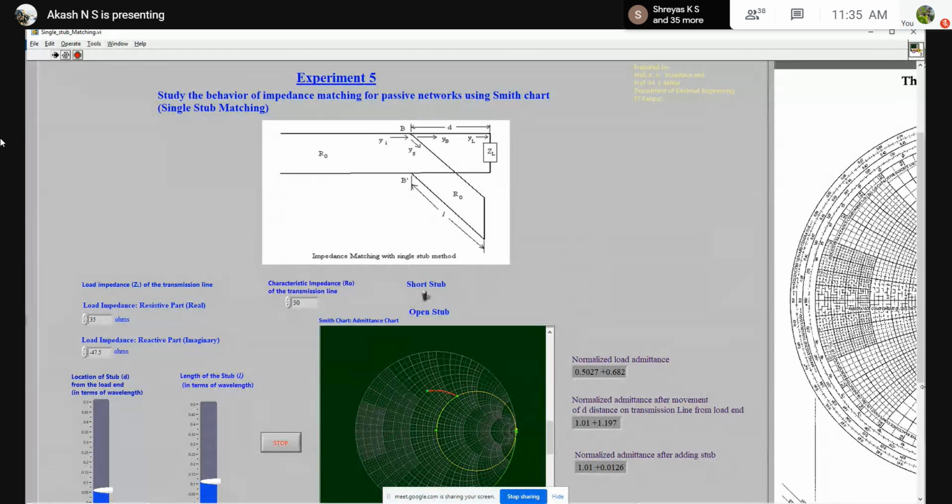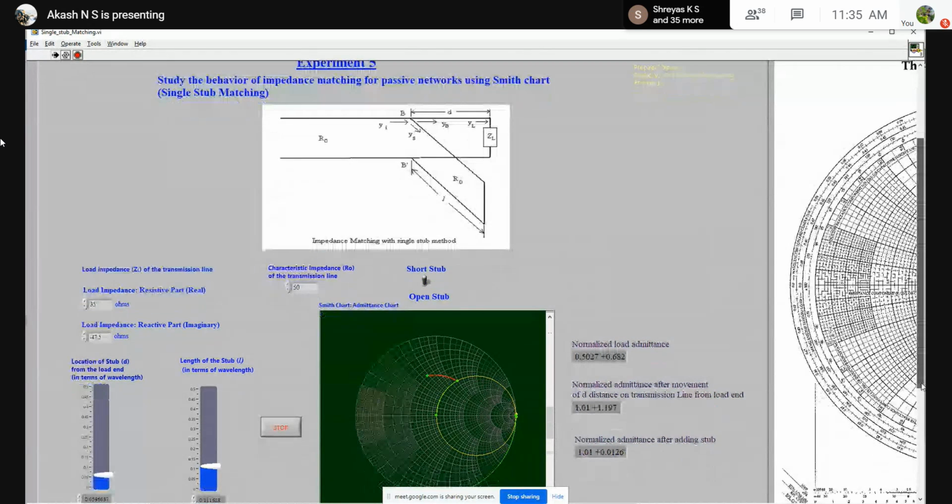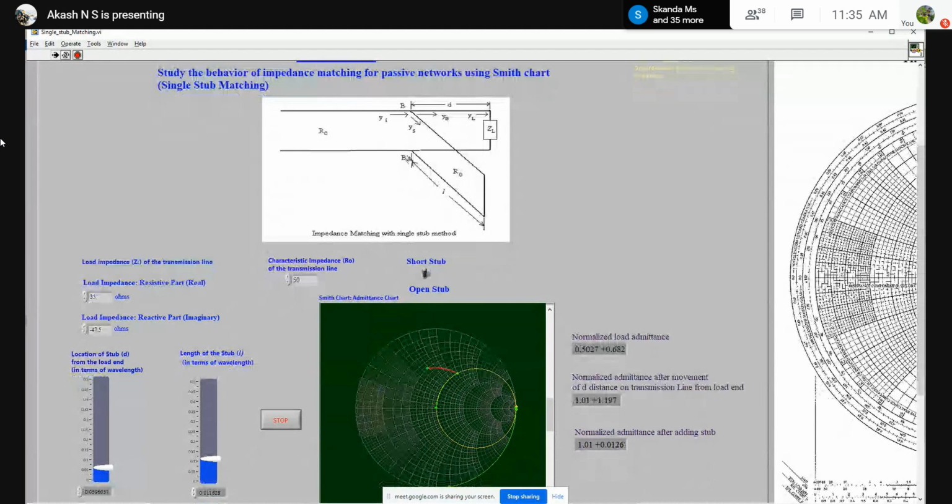As you can see here, sir, this is the single stub, which is placed at a distance of D with respect to ZL. It has a length of L. ZL is the load impedance. We can vary the stub length in terms of wavelength and the stub distance, the location of the stub from the load end. This is the location of the stub at the distance of D, as we can see here. And this is the length of the stub with the resistance of R0.